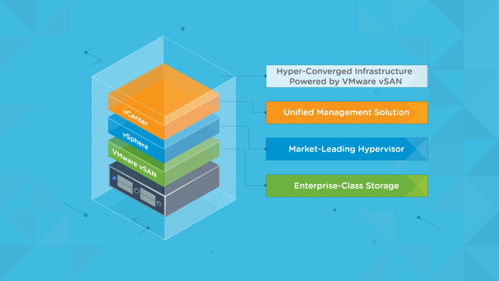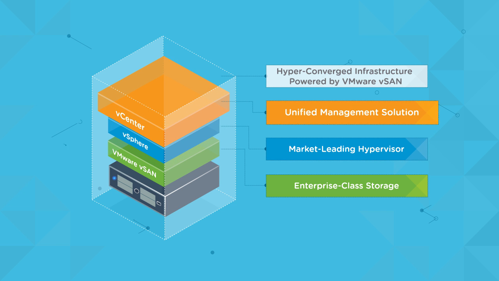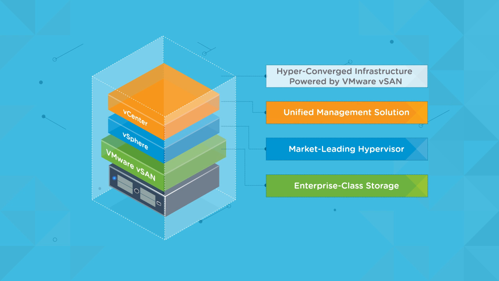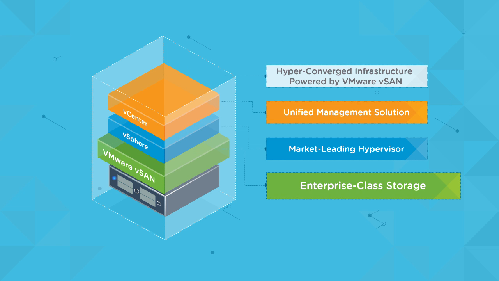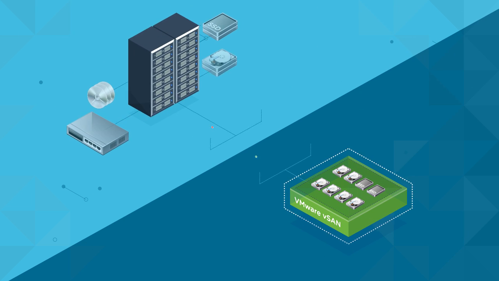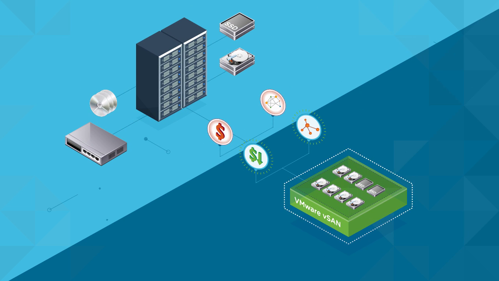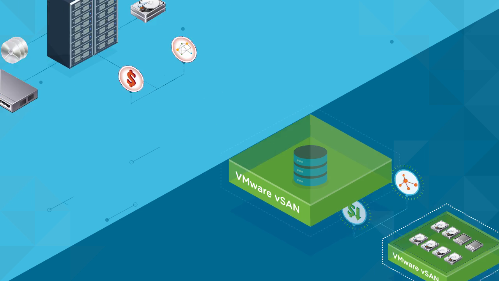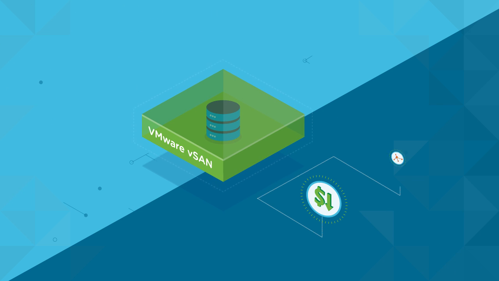VMware's approach to HCI consists of vSphere, the market-leading hypervisor, vCenter Server, a complete unified management solution, and vSAN, VMware's software-defined enterprise-class storage solution. vSAN eliminates the cost and complexity of traditional storage. There's no need to deploy and maintain separate arrays, storage networking hardware, and cabling.